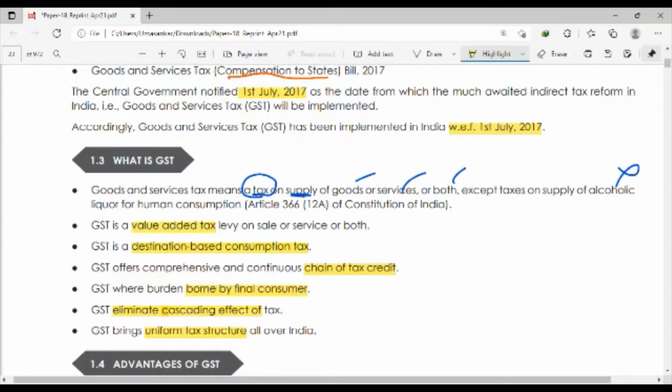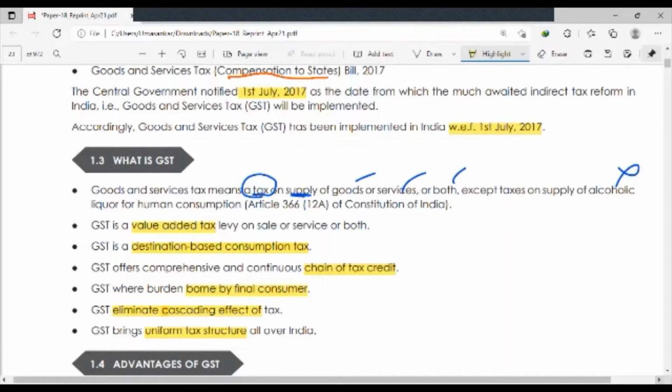And GST is a destination-based consumption tax. Destination-based consumption tax means when a supply happens, GST is levied or collected, and GST goes to the state in which the destination occurs, or where the final consumer consumes the product.